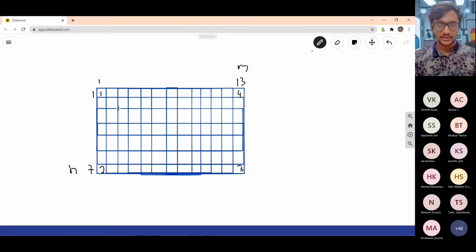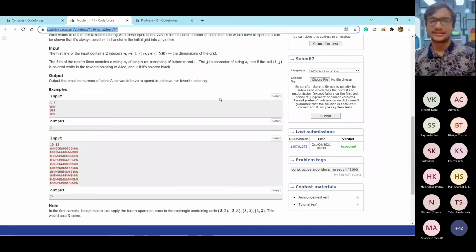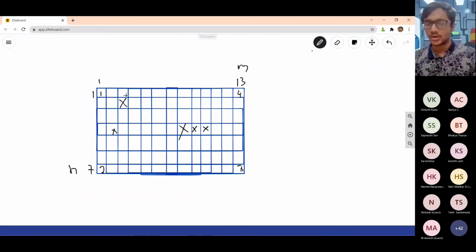So suppose Alice's favorite coloring is this particular cell as black, this as black, maybe this, and this. So you want to achieve this set of coloring in the final grid, and these are the operations that you can do. In 1 coin you can change a subrectangle, in 2 coins you can change this subrectangle, in 3 a subrectangle containing this, and in 4 coins a subrectangle containing this. Then what is the minimum number of coins you would need to change it from all white to this particular thing?